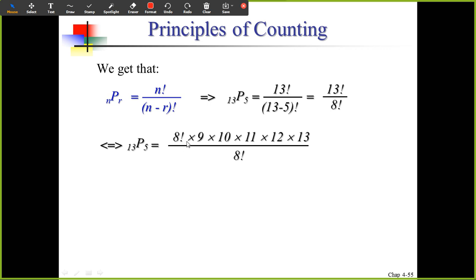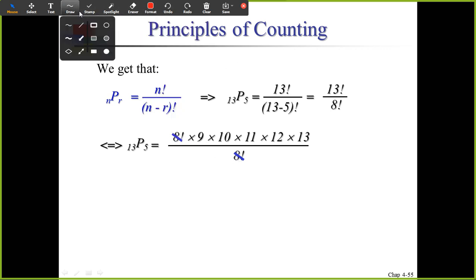For 13 factorial, I can take 13 multiplied by 12 multiplied by 11 multiplied by 10 multiplied by 9 and multiplied by 8 factorial. Why not extend multiplying from 8 to 7 to 6 down to 1? Because below the bar, in the division, I have 8 factorial. That's why I can cancel it. So you don't need to extend it down to 1. Why take time to do nothing? That's why we do just this. Then we multiply from 13 down to 9, and cancel the 8 factorial.